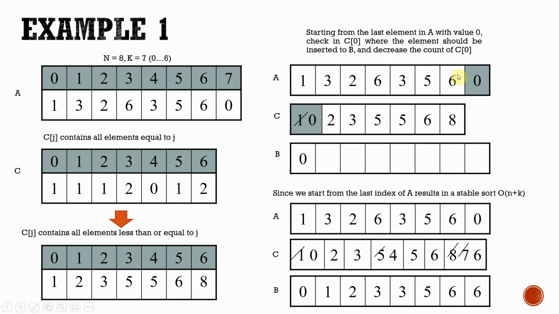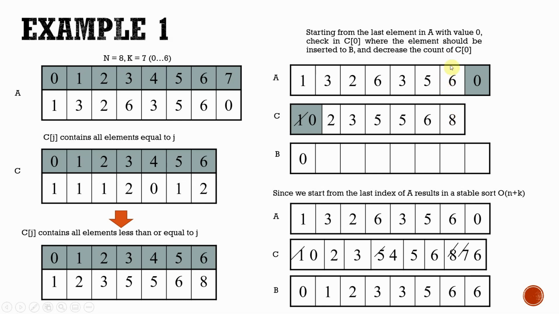Let's go to the next one. Here, 6. So 0, 1, 2, 3, 4, 5, 6. Am I right? Yes, this is index 6. We come here, so for 6, this shows that it should be at the location 6. Sorry, I'm here, not this. This is C of 6. Okay, I'm sorry about that.